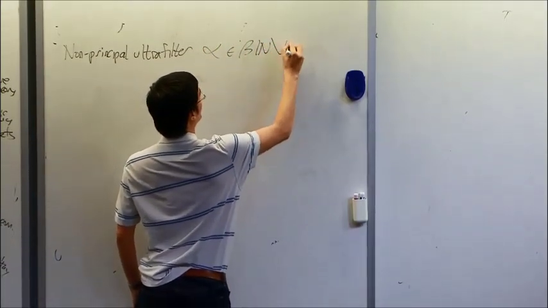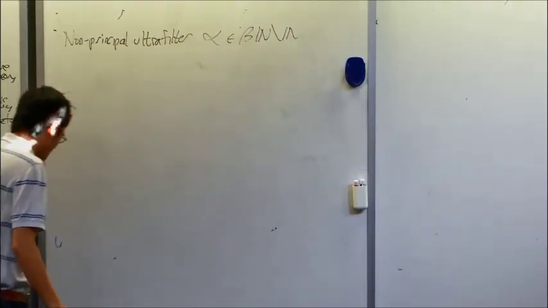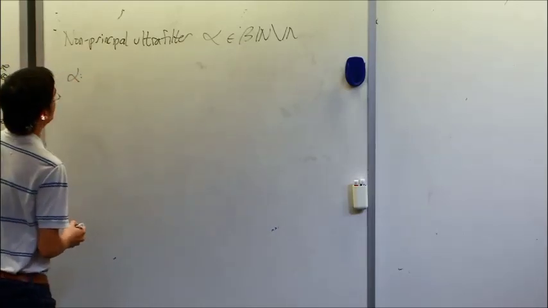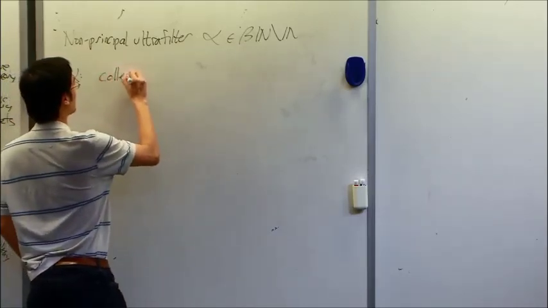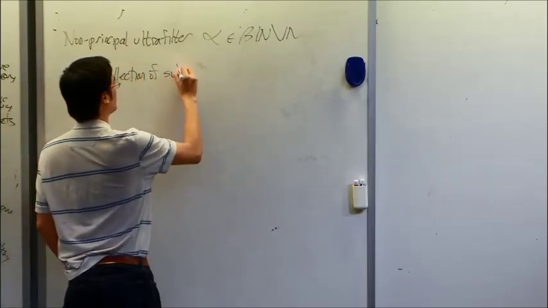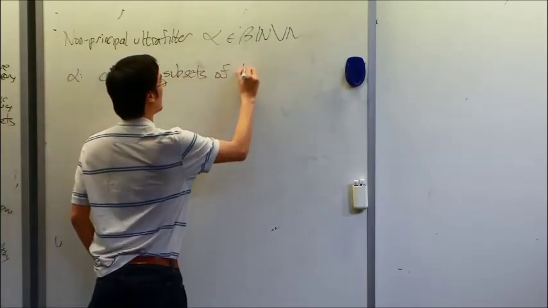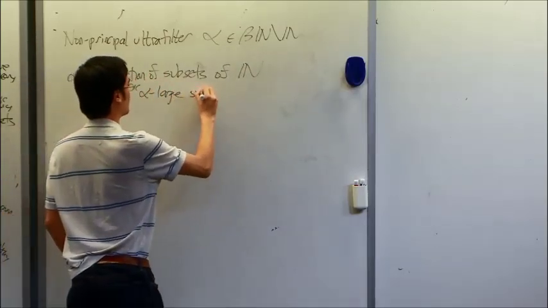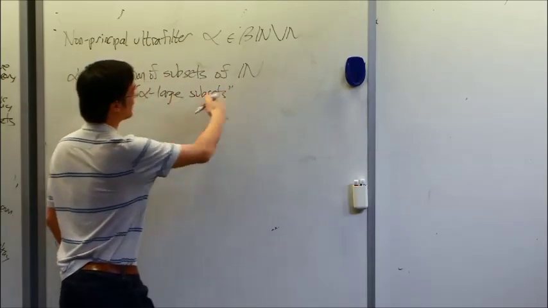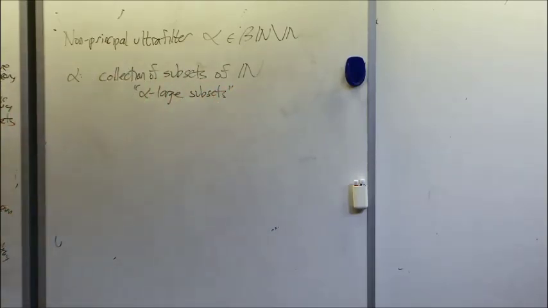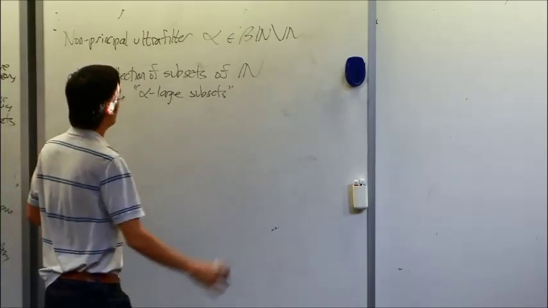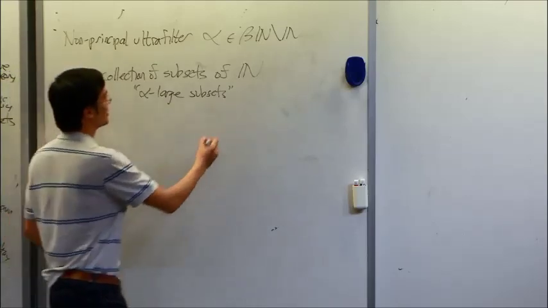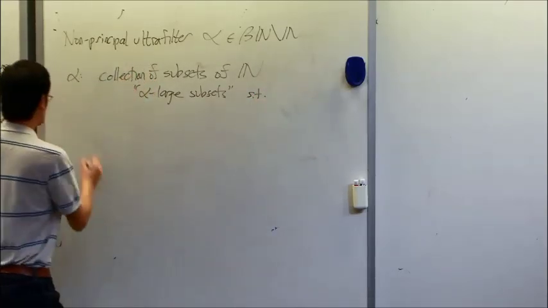And the space of non-principal ultrafilters is called beta N minus N, but never mind that. So a non-principal ultrafilter, formally, by definition, is just a collection of subsets of the natural numbers, and these subsets will be called alpha-large subsets. There's an uncountable number of subsets of the integers: the even integers, odd integers, prime numbers, and so forth. Some of them we're going to call alpha large, and some of them we're not going to call alpha large. And you want various axioms, and there are four axioms that you want.